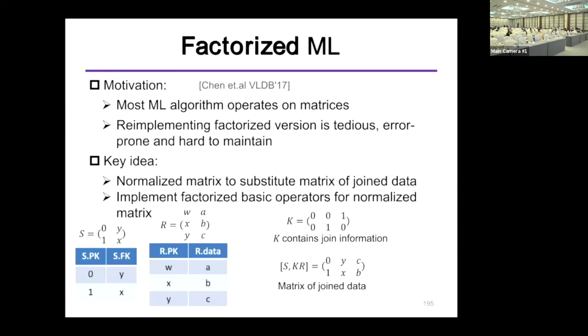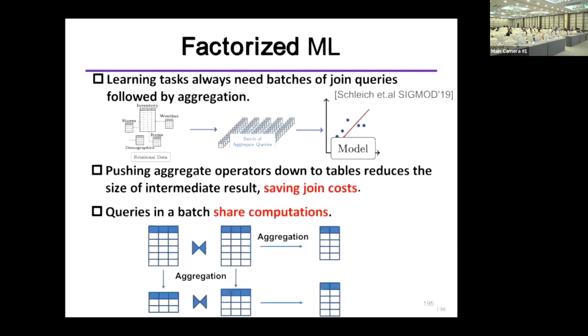So with this matrix, the normalization information from the original data can be preserved, and basic matrix operations such as matrix multiplication, cross product and matrix inversion can be implemented with pushdown. Furthermore, the learning task always needs a batch of join queries followed by aggregation. So a similar idea is applied to push the aggregation operator down to tables, reducing the size of intermediate results and saving the join cost. So queries in a batch can share the computation.